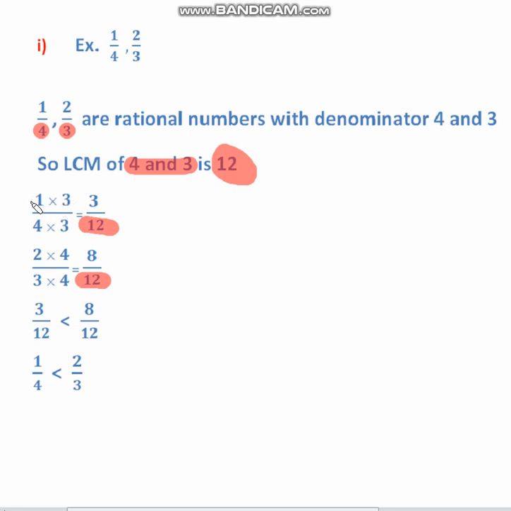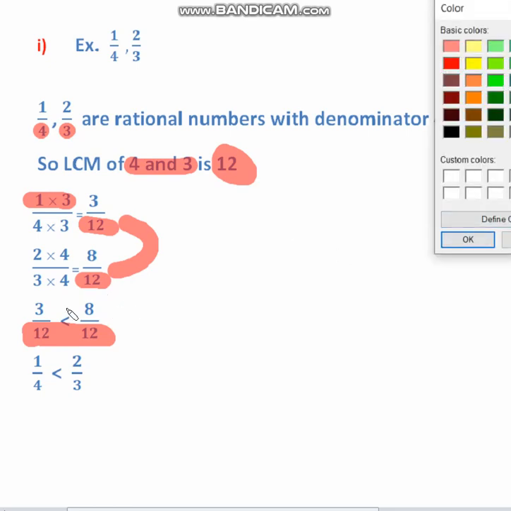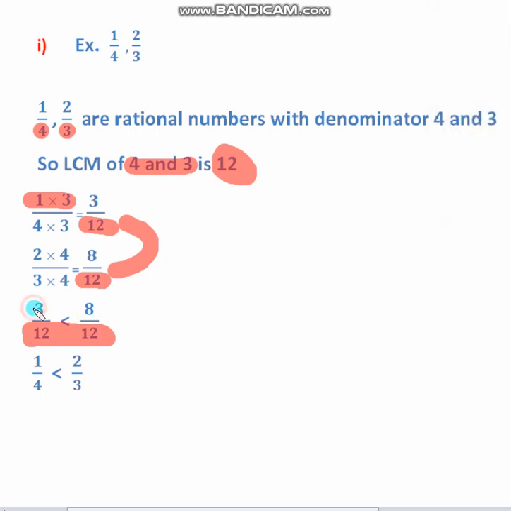For the numerator also we have to multiply by 3, so we get 1 multiplied by 3, that is 3 upon 12. Again here, 2 multiplied by 4 is 8, and again upon 12. So we have 12 in both places, both denominators are the same. Now we can compare their numerators because the denominators are the same. When the denominators are the same, the comparison is based on the numerators. Here the numerators are 3 and 8.